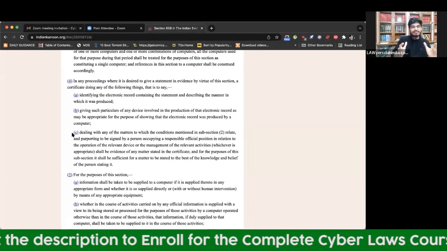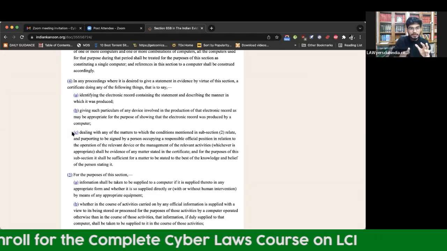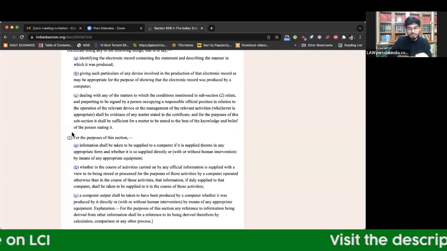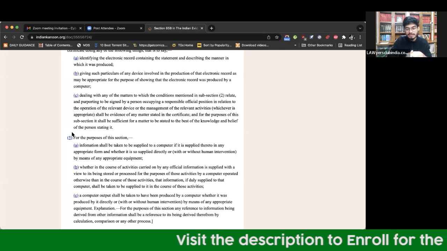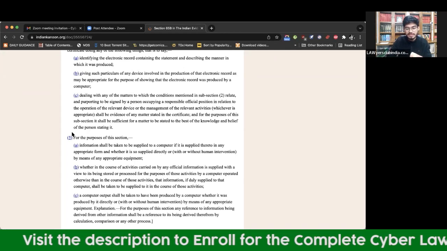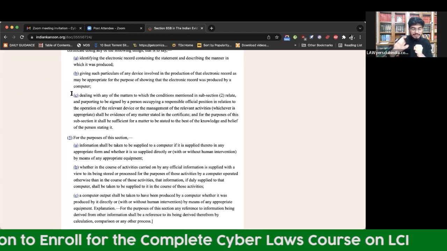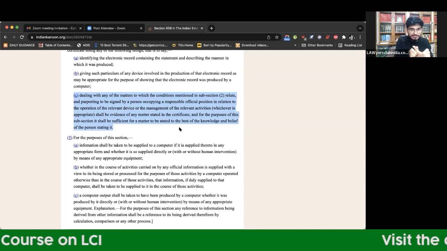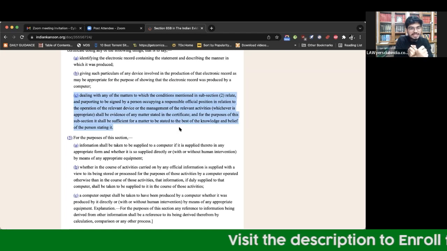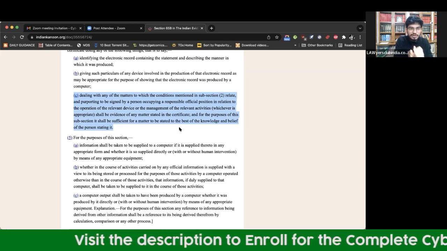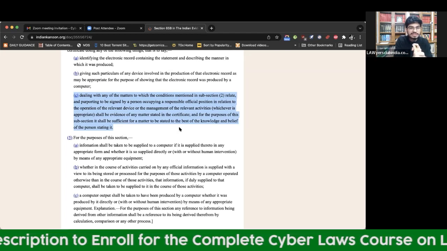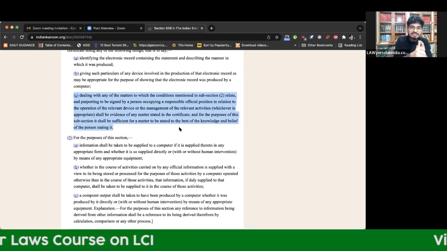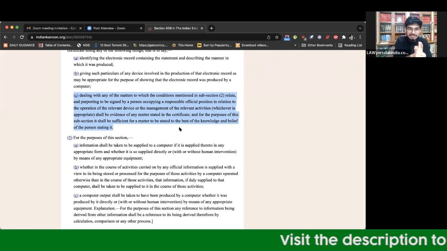Now, once you have identified all these in your certificate through statements, according to your belief and knowledge, then you also have to show the court that it purports to be signed by a person occupying a responsible official position in relation to the operation of the relevant device. So, first of all, the affidavit has to be signed by the plaintiff, defendant, or anyone who is presenting it. That comes from the provisions in the order for pleading, that is Order 6. There you'll find Order 6, Rule 14, where you'll find verification. In verification, the last clause talks about it being signed by the plaintiff or the defendant or the parties that are bringing it.